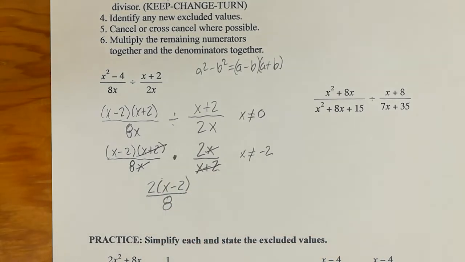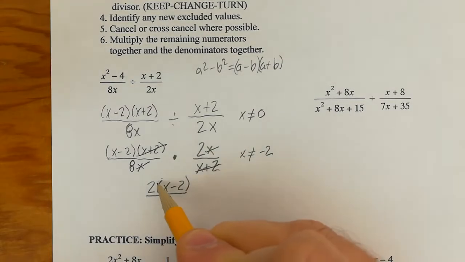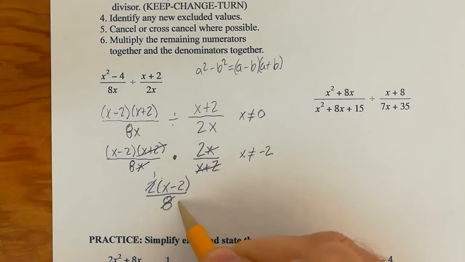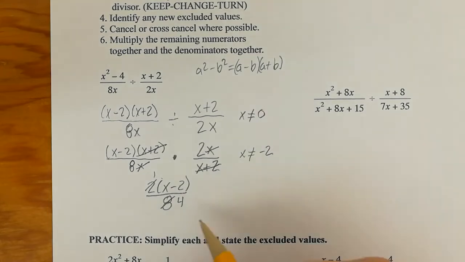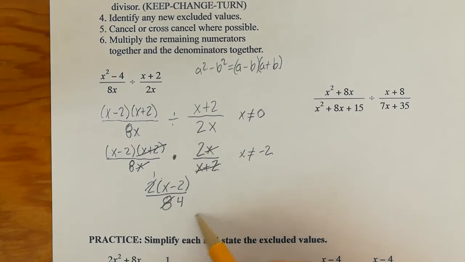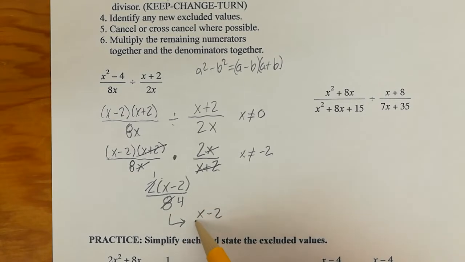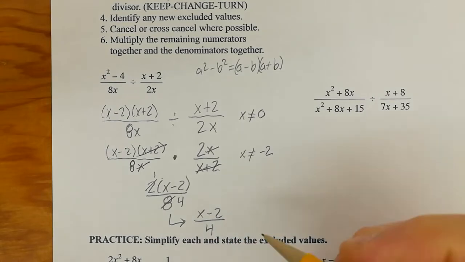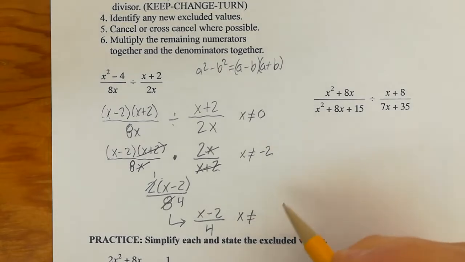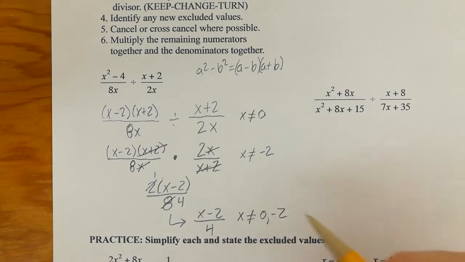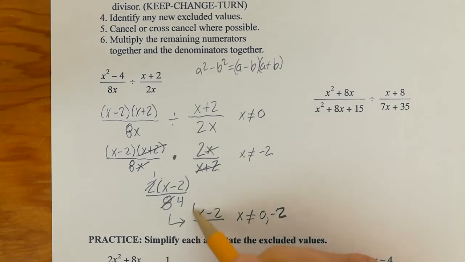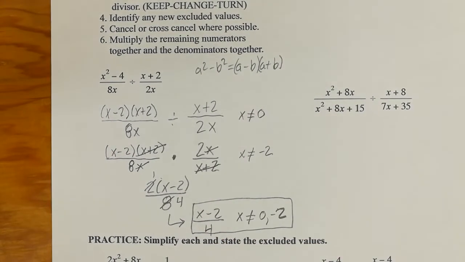And yeah, I notice 2 over 8 reduces to 1/4, which is one way of showing it like that, okay? And now this just comes out to x minus 2 over 4. And now we have to list out all our excluded values, any that we had throughout the work here. So you can just do this, all right? Okay, so that's how that works.